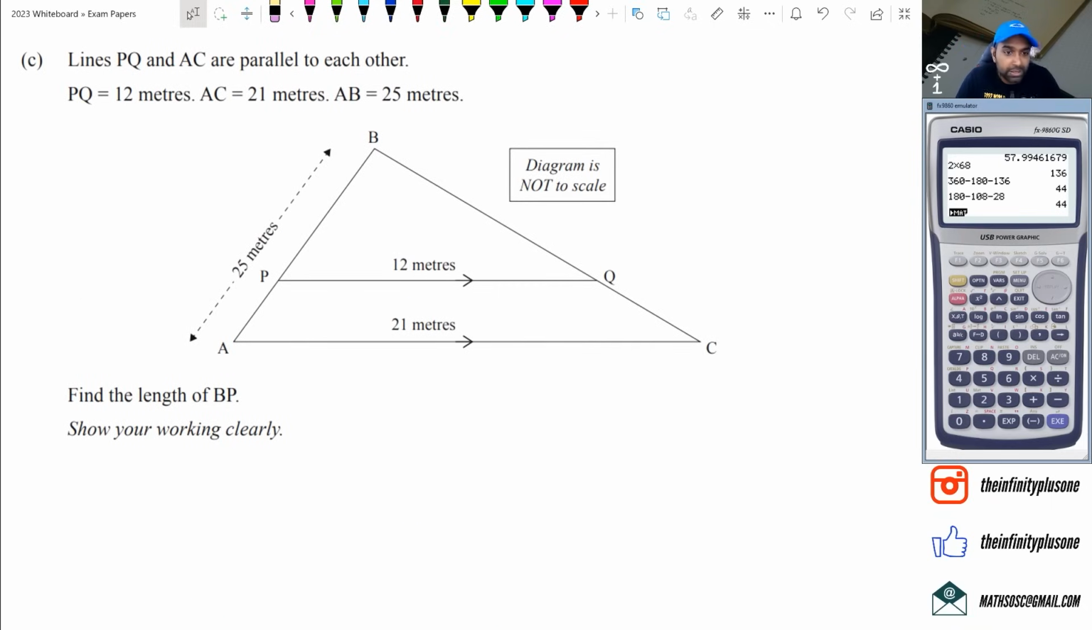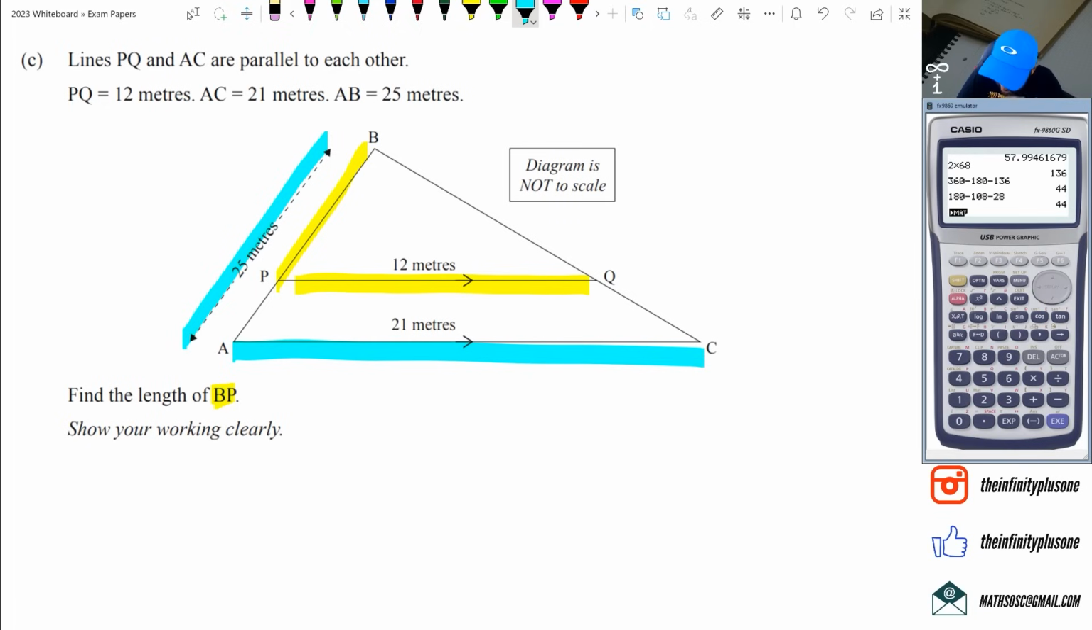Cool. So next question, we are looking at finding the length of BP. So BP is this length, 25. Okay, so what we can do is, this is pretty much similar triangles, right? So what I'm going to do is set it up like this. I am going to have BP.